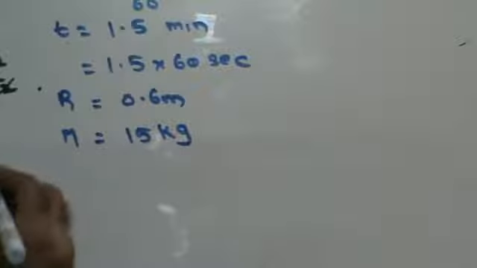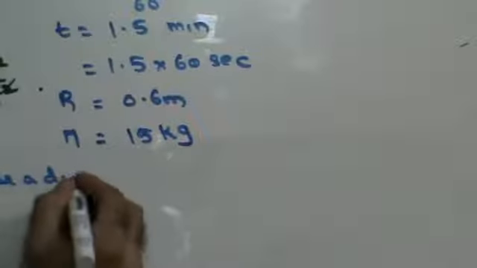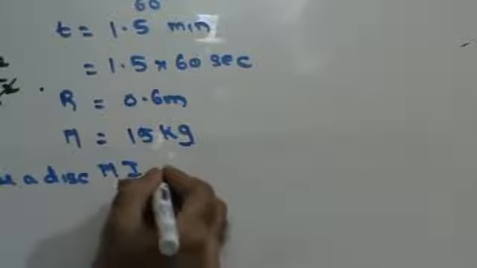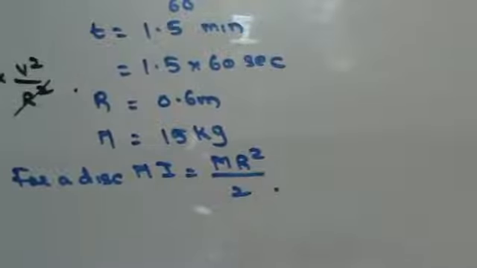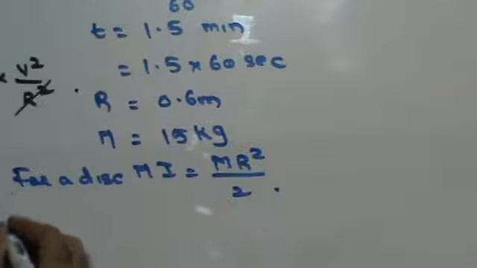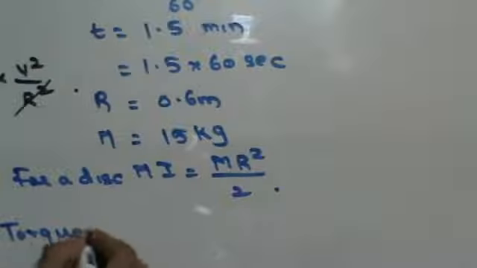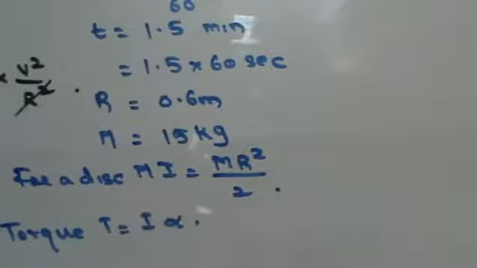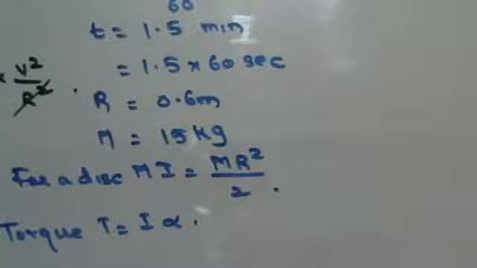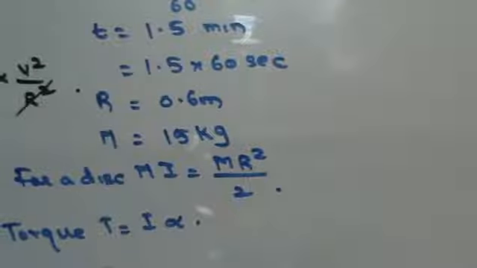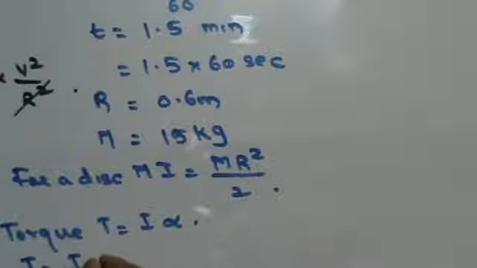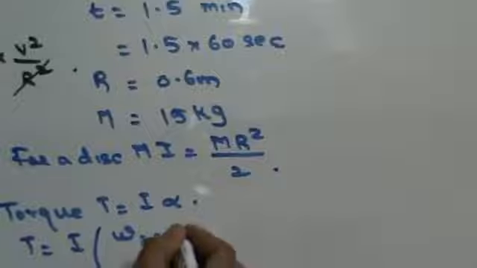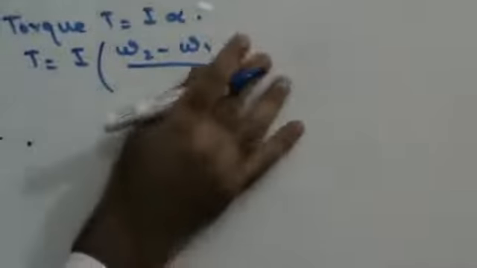Now, I can say for a disk, moment of inertia is nothing but mr square by 2, but they've asked me to find out torque. Torque is nothing but I alpha. Alpha is nothing but omega 2 minus omega 1 upon t. Angular acceleration is change in angular velocity upon time. So torque is I times omega 2 minus omega 1 upon t.